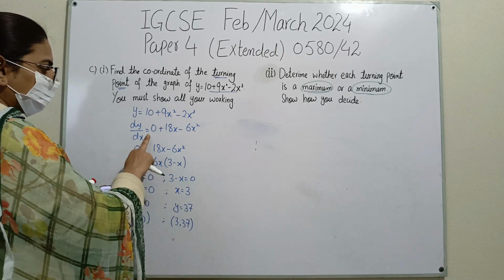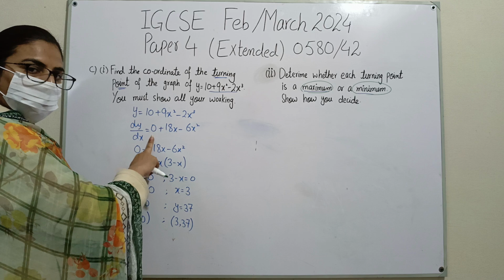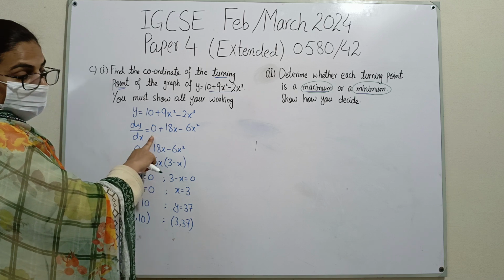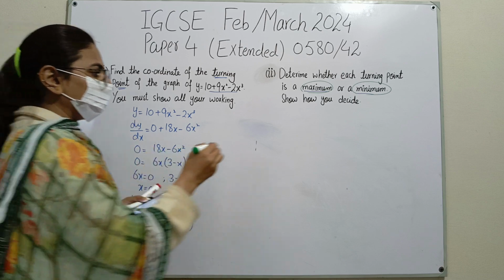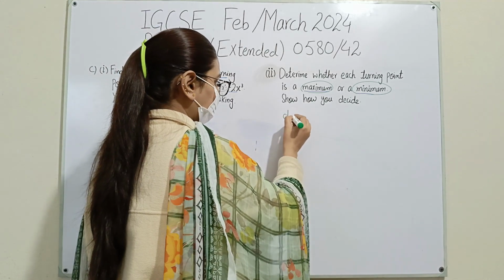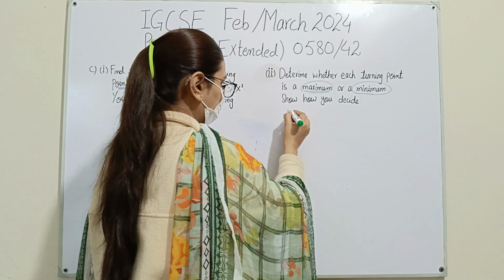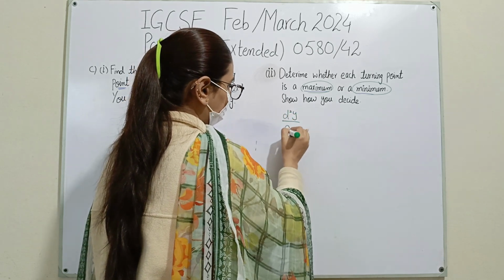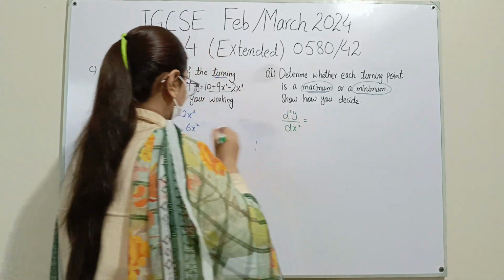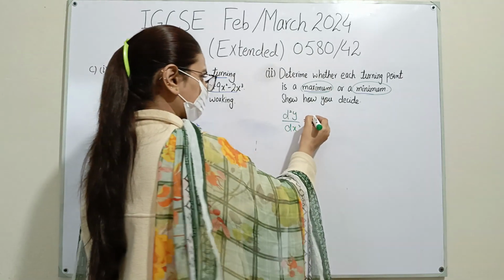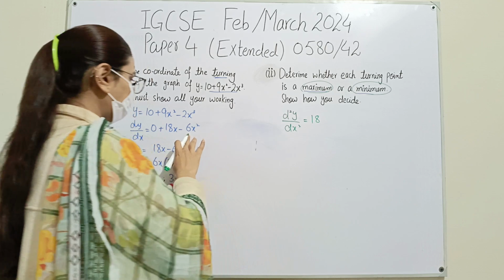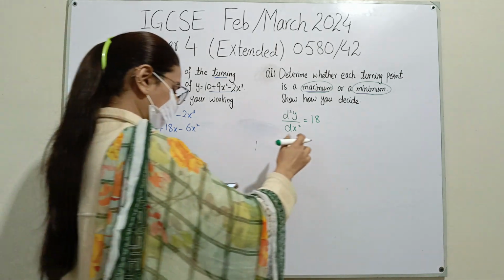So try to take the derivative of this one. This is the first derivative. Whenever you take the derivative of the first derivative, you get the second derivative. So after taking the second derivative, you will have d squared y by dx squared. The derivative of 18x will be 18, whereas the derivative of minus 6x squared will be minus 12x.